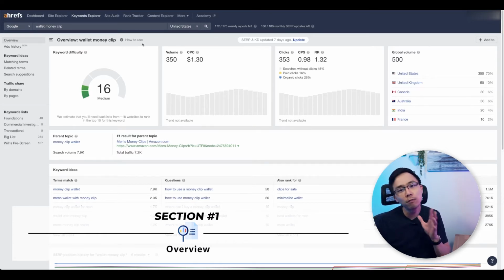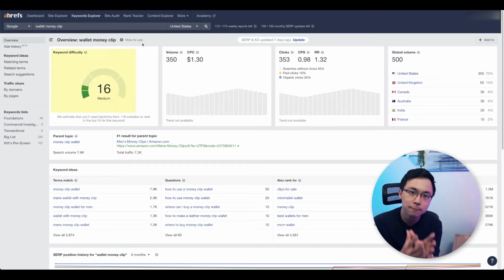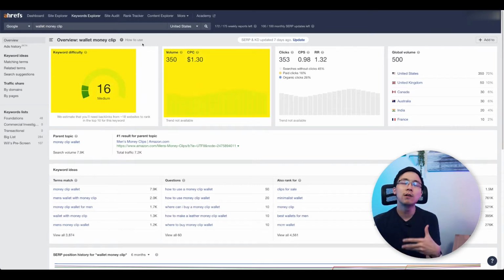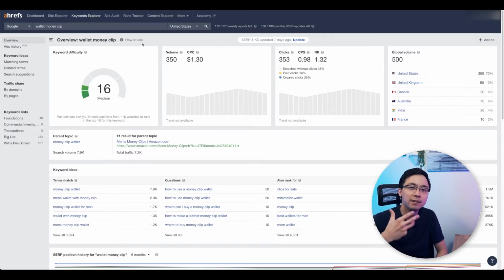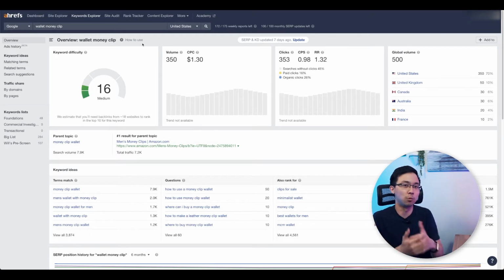So in the overview section, this is where you're going to see things like the keyword difficulty, as well as the volume, as well as similar keywords related to this phrase. So what I like to look at here is I like to find a phrase that is pretty low in keyword difficulty. 16, in my opinion, is actually pretty easy to rank for, even though Ahrefs says that it's medium. The reason why I say this is just because from my past experience, what I've found is that a lot of times these sites will overestimate how much domain authority you really need to actually rank for a term if you are able to make really good content for that particular phrase. So in this case, 16 is really good to me.